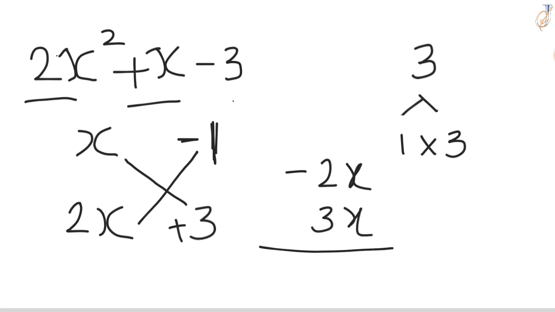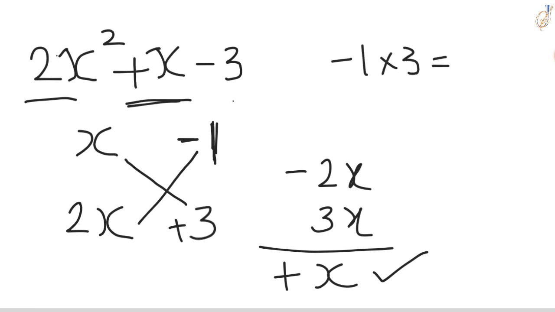Now check the conditions. Minus 2x plus 3x gives plus x. So it is the same as x. First condition is satisfied. Now check the second condition. When you multiply the factors, you should get the constant value. See, it is the same as the constant value. So these two conditions are satisfied.